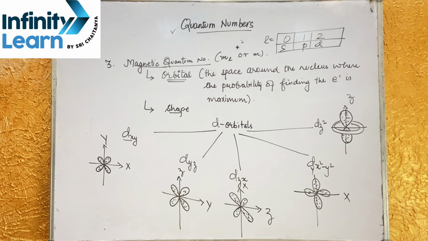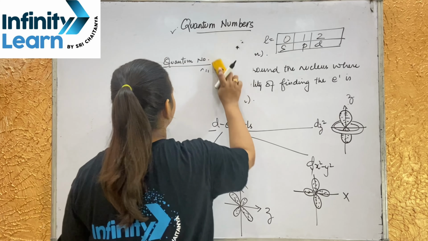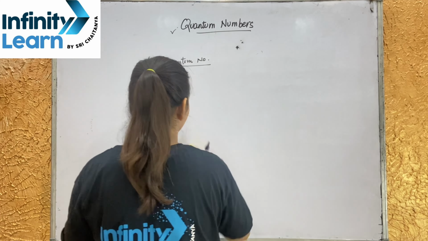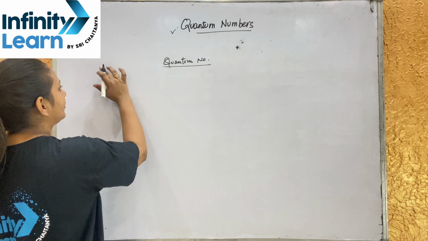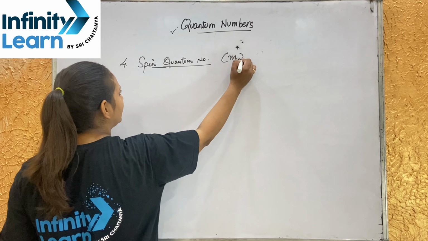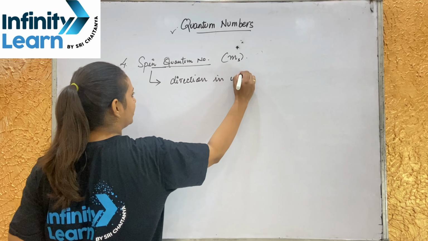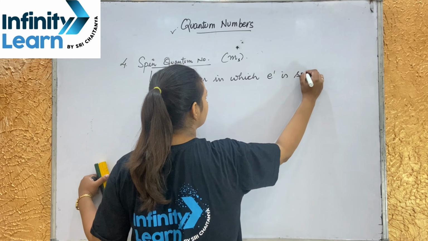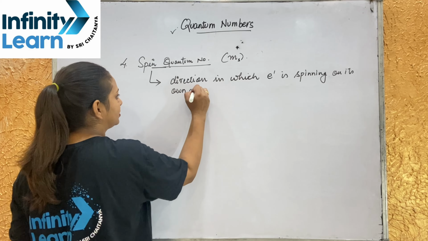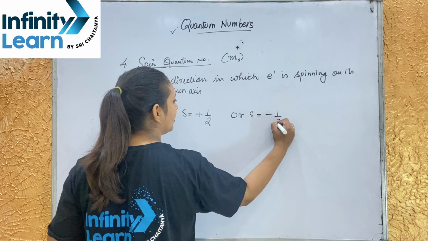Now talking about our last quantum number, that is the spin quantum number, denoted with ms. It tells about the direction in which the electron is spinning on its own axis. ms can have two values, plus half or minus half.